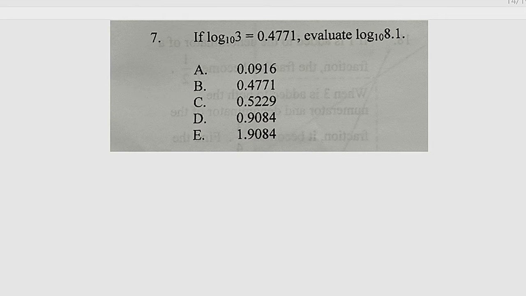Hello, good day viewers. Still on NECO 2023 Mathematics Examination Objective Questions. Today we are going to begin with question number 7 down to question number 12.